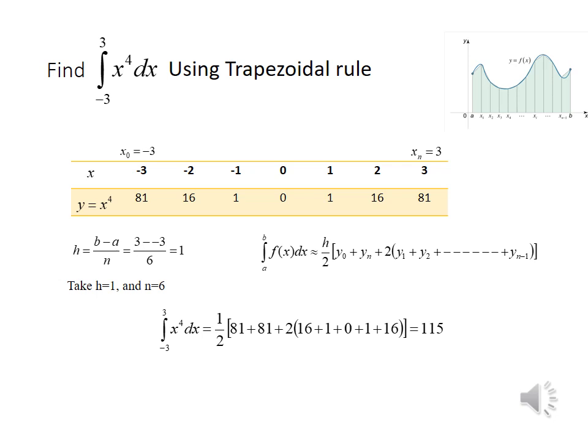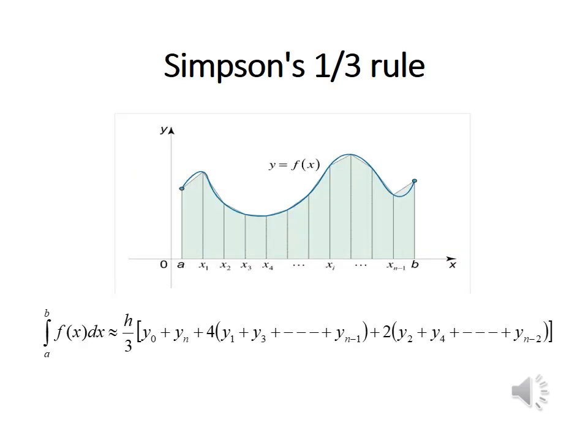Okay, in this way you can do any integral of any function. You can take interval difference as 1 if nothing is given, otherwise it will be given in the question. Now next way is Simpson's 1/3 rule. It is similar to the previous one, but the formula is a bit different. So it takes h by 3 into y0 plus yn, first term and last term of y, plus 4 times odd terms plus 2 times all even terms.